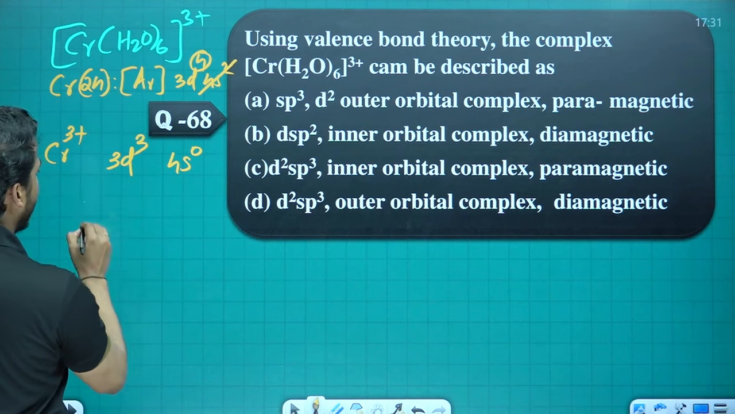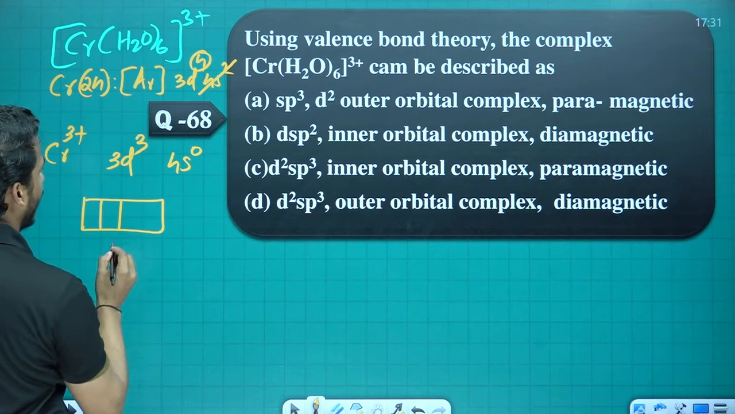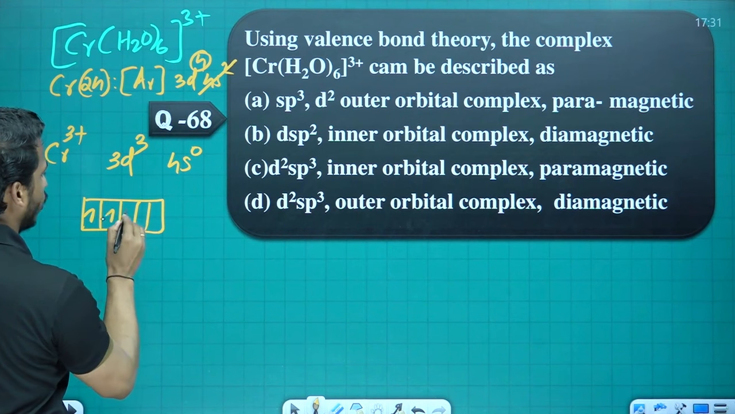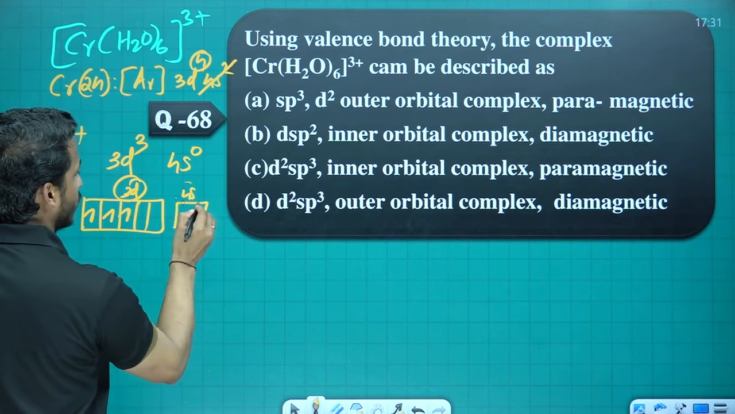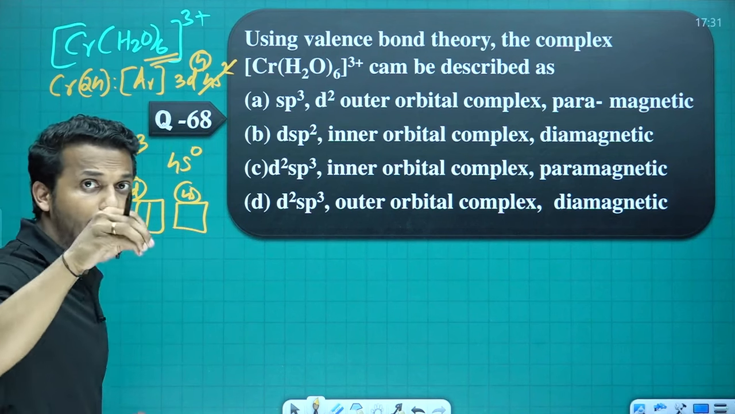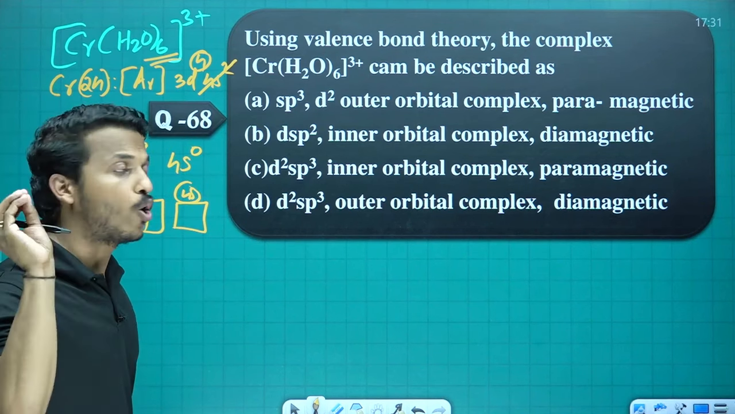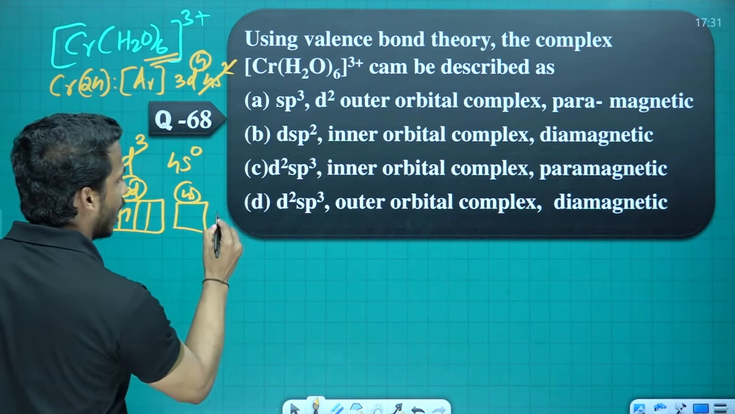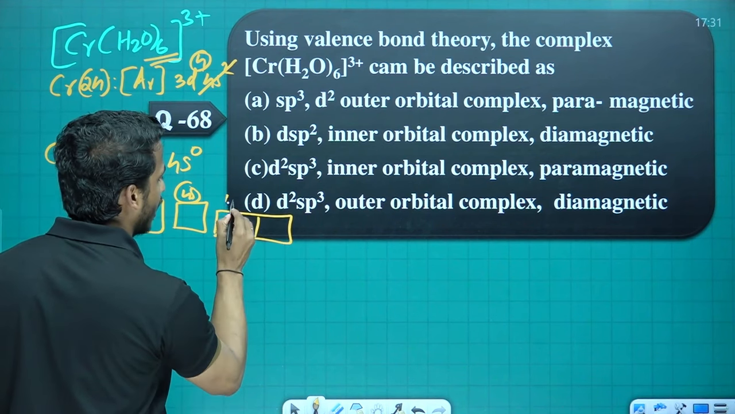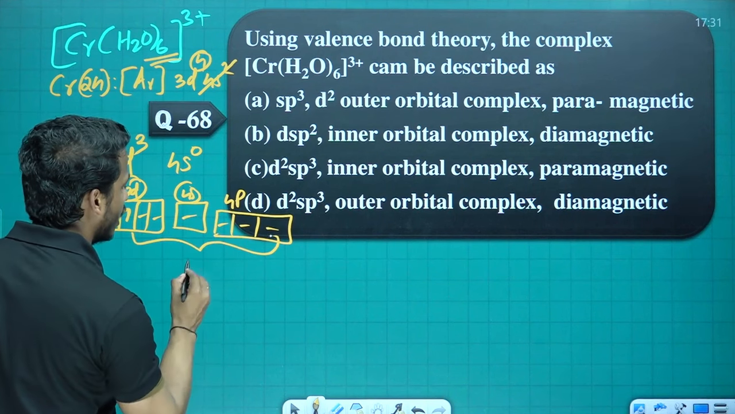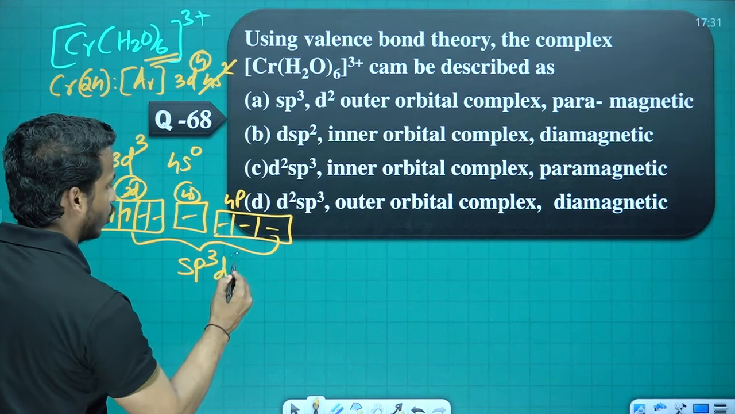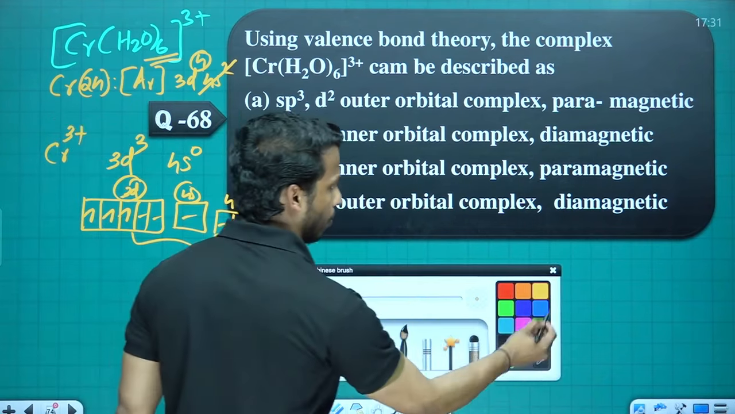H2O is a weak ligand. So electrons do not undergo pairing. So we can write 1, 2, 3 and 4s is here. This is 3d, this is 4s. Total 6 ligand we have to place it. So 6 vacant orbital we need. We have only 3 now. So after 4s, we can take it 4p. So 1, 2, 3, 4, 5, 6 we can take it. So you will get sp3d2 octahedral complex, right?